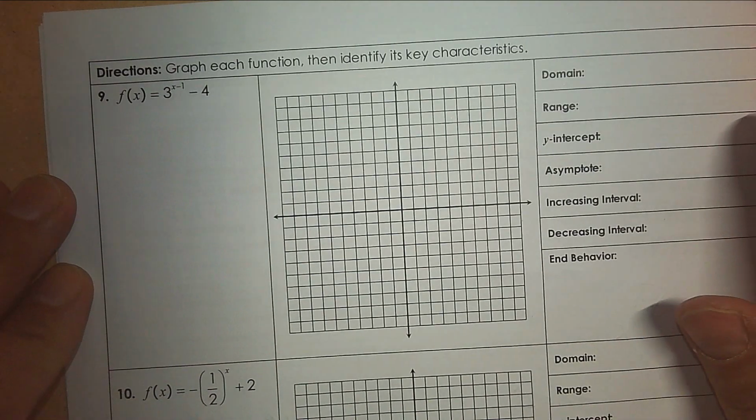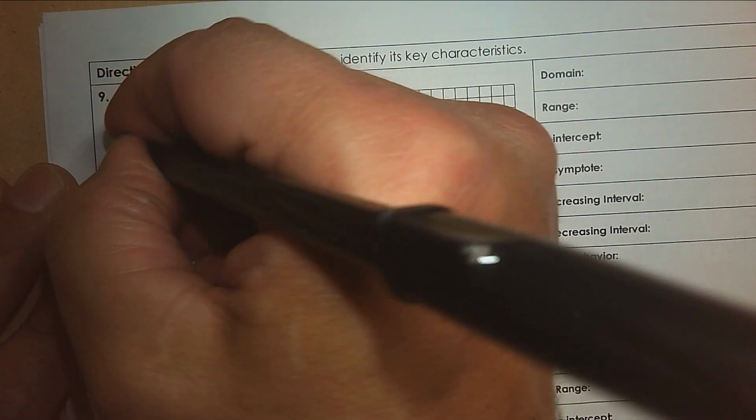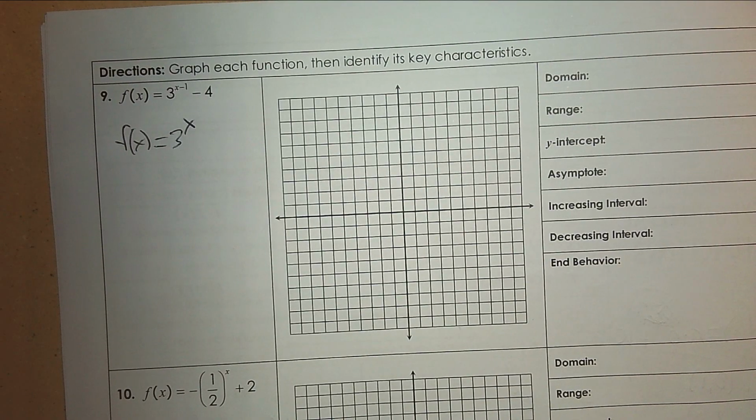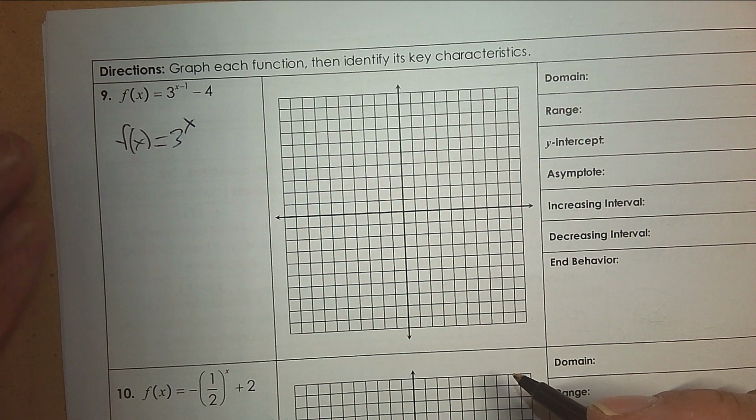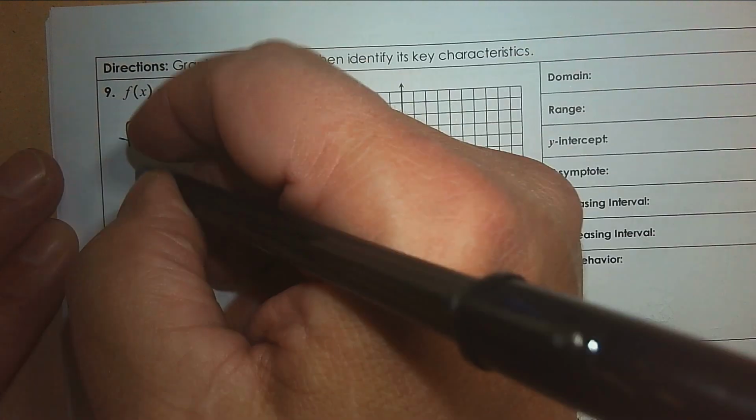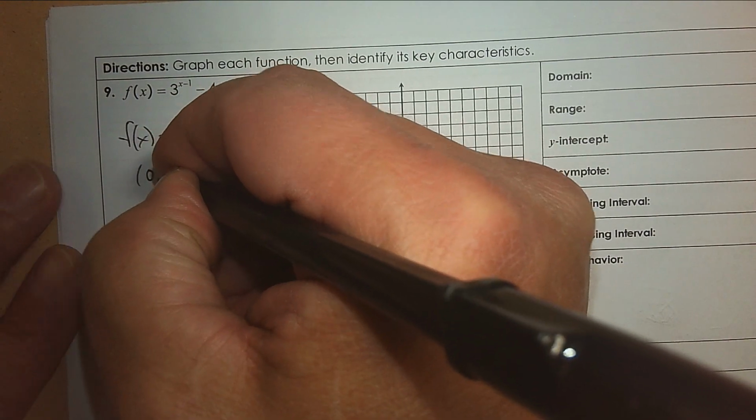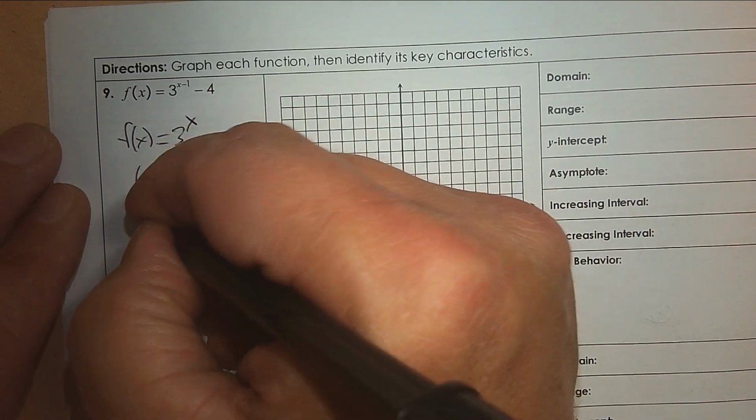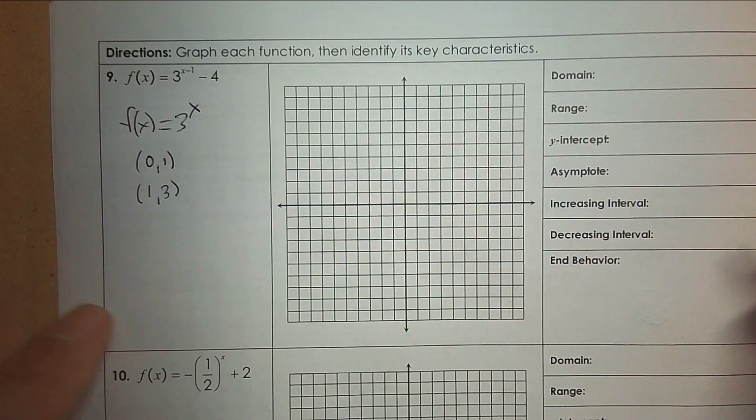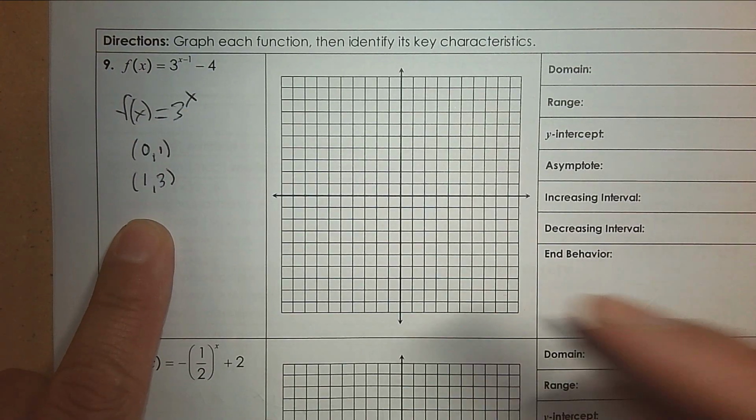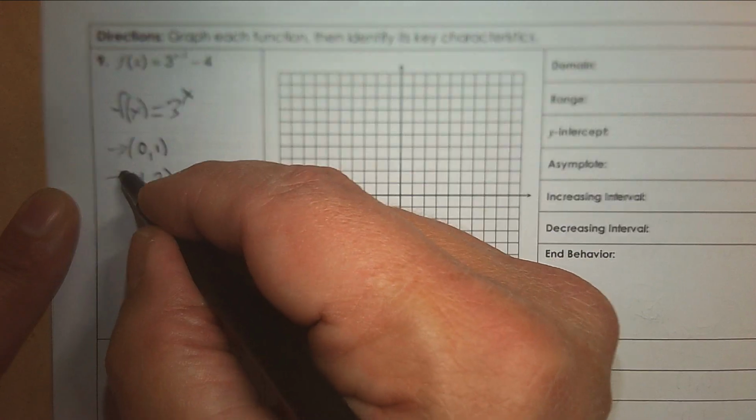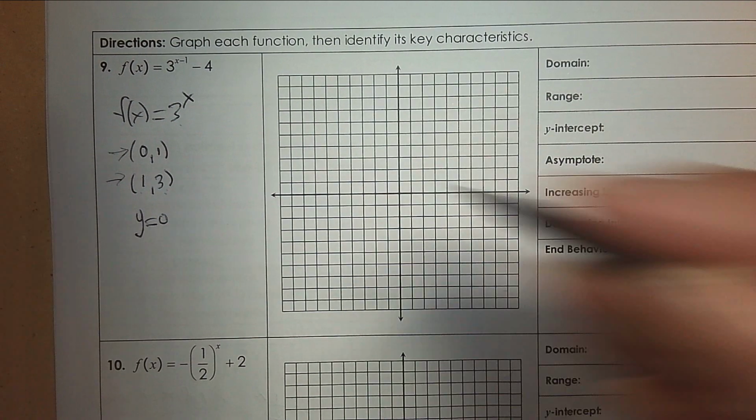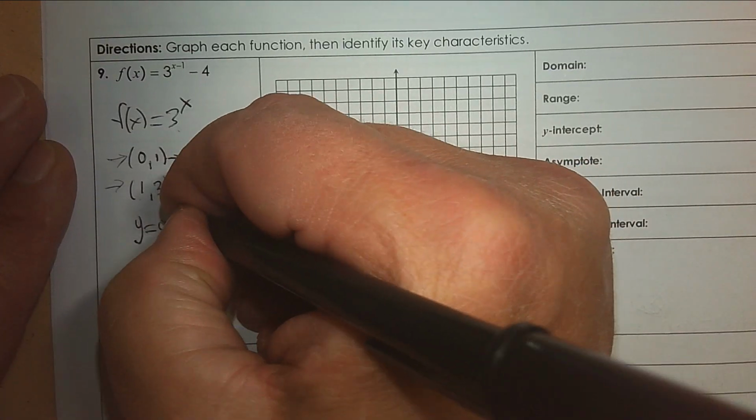All right. Step number 1. What's the parent? 3 to the x. Step 2. What are the 2 points for this base? One point will always be the same, which is if you plug in 0, the answer is 1. And the other one is 1 and what the base is, which is 3. So 0, 1 will always be there. And the other one is 1 and whatever the base is. What's the asymptote?